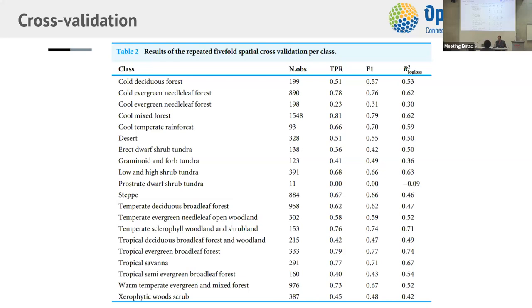And here is the cross-validation that we did, and we basically used these three metrics. So the F1 score, some classes are kind of low in the F1 score.